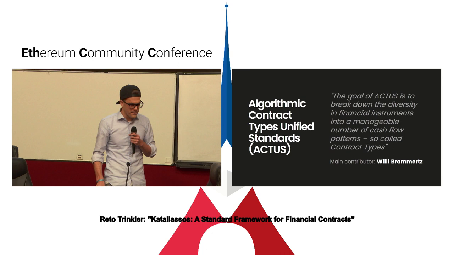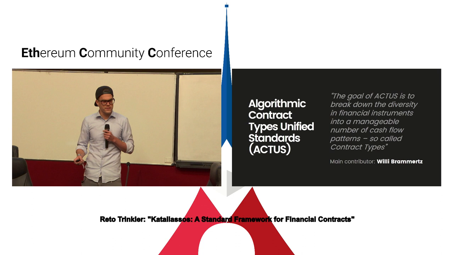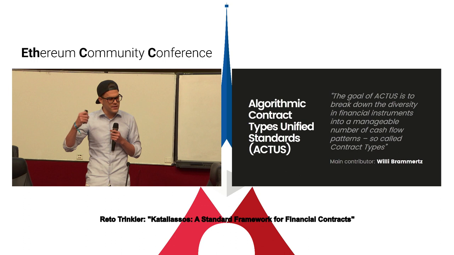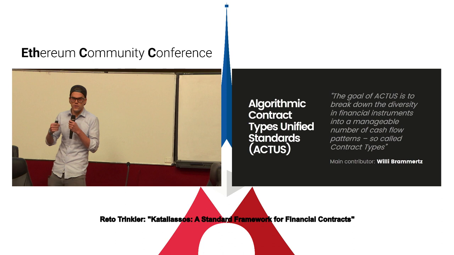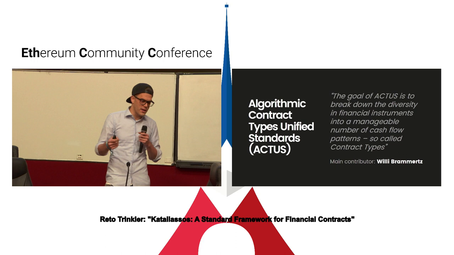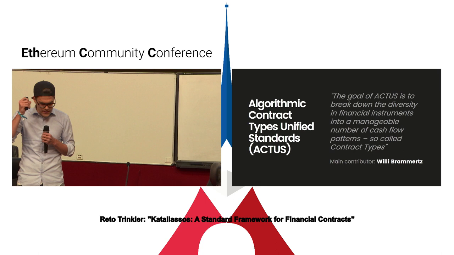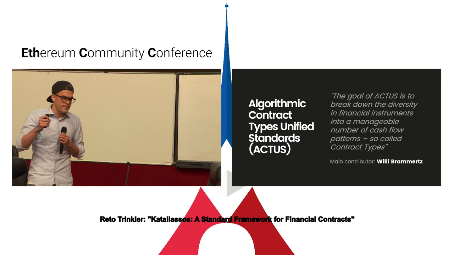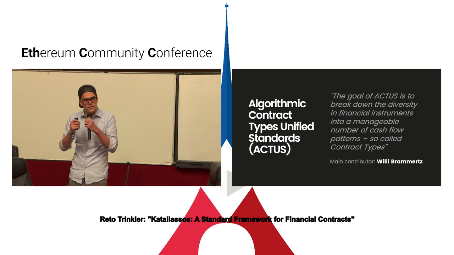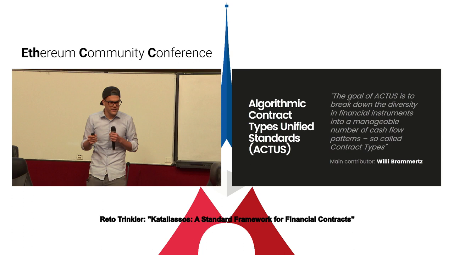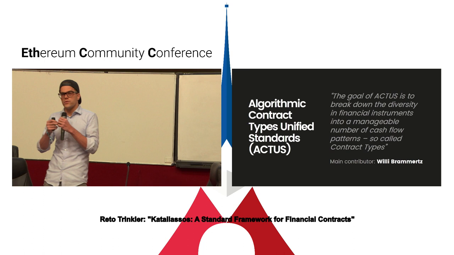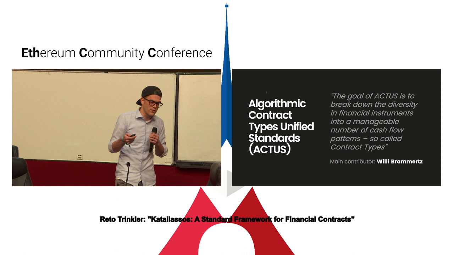There is this research effort which is called Actus, which stands for algorithmic contract types unified standards, and this standard has been developed for close to three decades now. Its main contributor is Willy Brammertz. What Willy Brammertz did is he looked very closely at what finance is, at cash flows, for any financial product, for any financial structure, for any financial contract. And what he discovered is that it all breaks down into a manageable amount of cash flow patterns. And he called those cash flow patterns contract types.